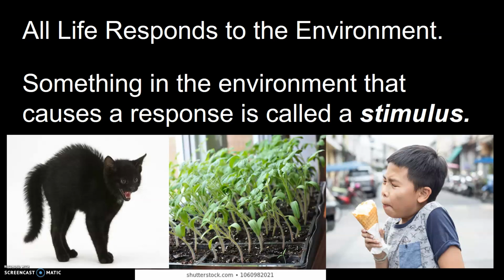The picture in the lower left is a picture of a cat with what's called its hackles raised. Why do cats and other mammals do this? Well, it's actually an evolutionary response to predators. Their hair stands up to make them appear larger than they actually are. In doing this, hopefully, this scares off any predators that they may be facing.